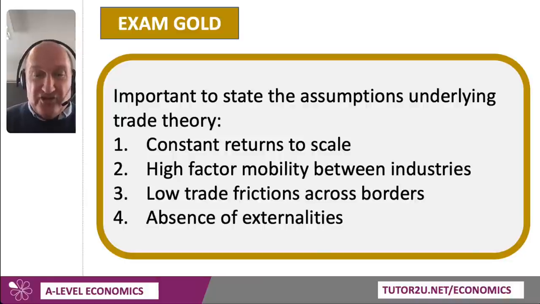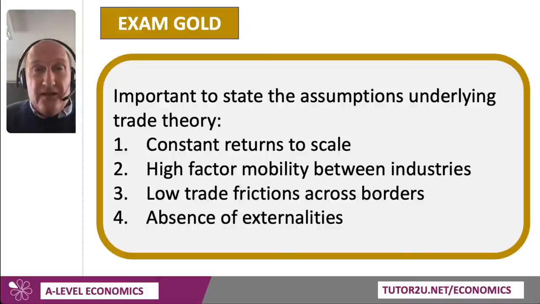There are 4 key assumptions. First of all, we assume constant returns to scale. And all that means is output is proportionate to input. If we double resources in steel, we get double the output. Well, that's nonsense. Clearly, there won't be constant returns to scale. There could be diminishing returns, but there could be increasing returns. The gains from trade could be even higher if specialization leads to economies of scale.